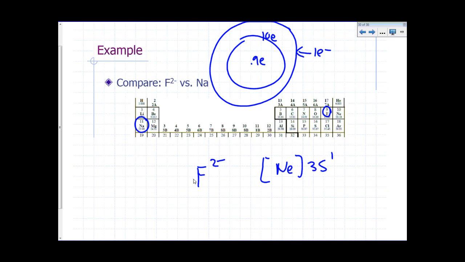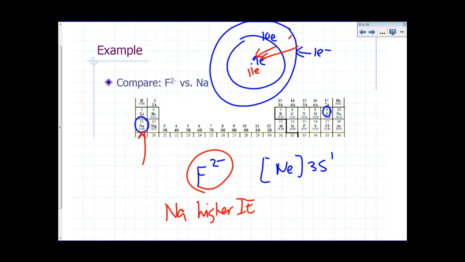Compare that to sodium, which has 11 protons in the nucleus, pulling in that electron from the outside. So 9 versus 11, sodium is going to be able to hold on to its electron more strongly than the F with a -2 charge. So sodium would have a higher ionization energy compared to F with a -2 charge. And what about size? It would be the opposite, right? So F with a -2 charge, if it were to exist, would be larger than sodium atom.